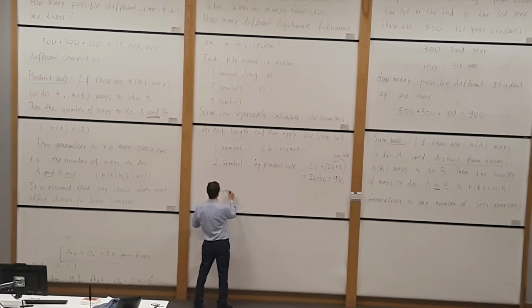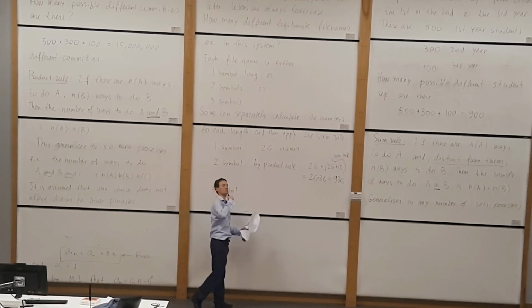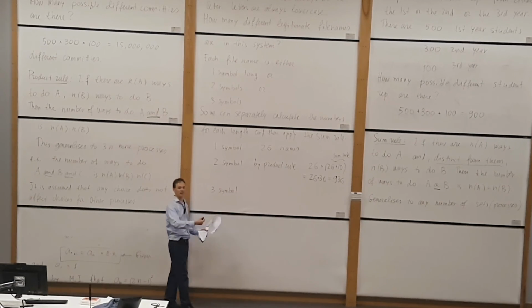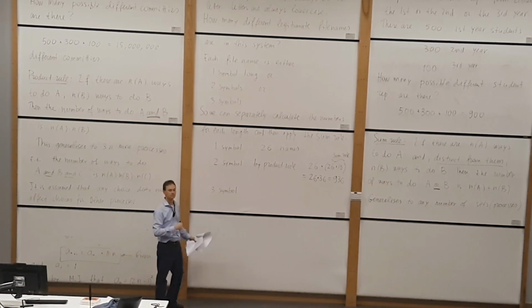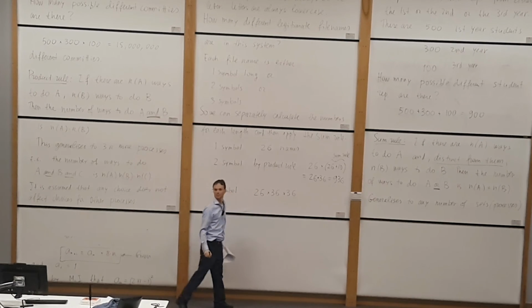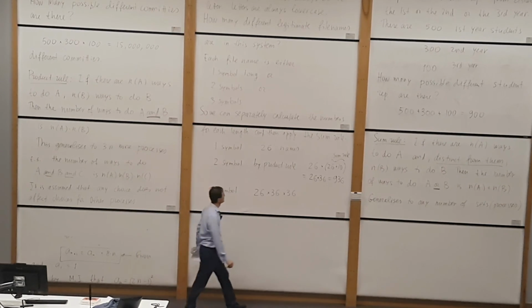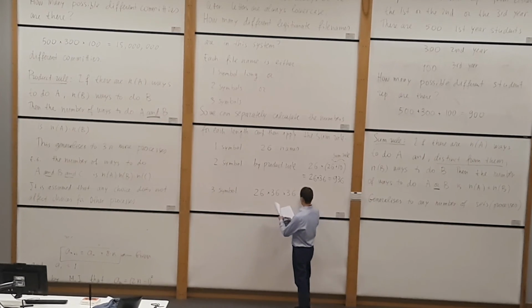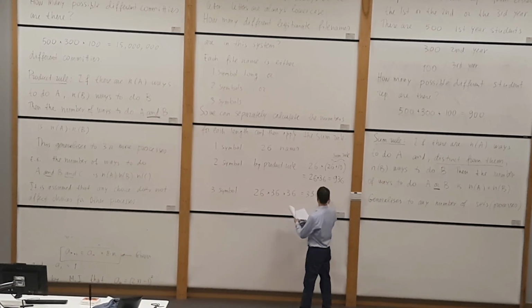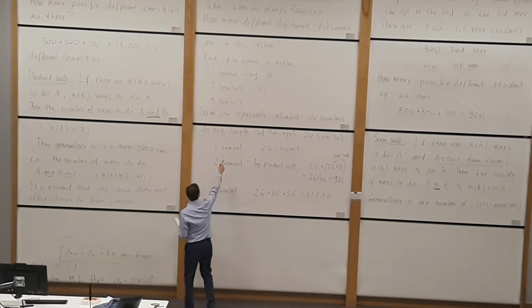Finally, for three-symbol file names, I use the product rule again, because I have to choose the first symbol, and I have to choose the second symbol and the third symbol. And I have 26 choices for the first symbol, 36 for the second, and 36 for the third, because in the second and third position it can be either a letter or a digit. And using a calculator, that gives me 33,696.